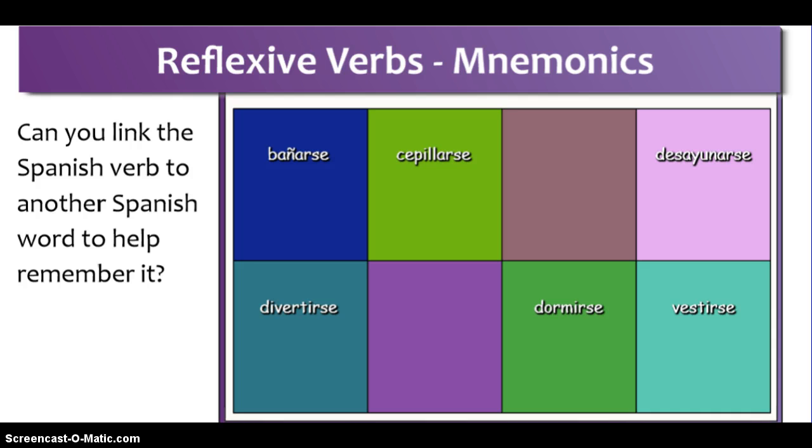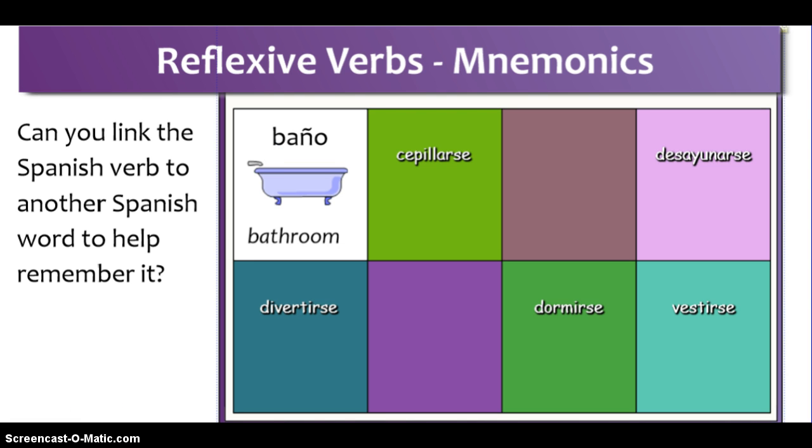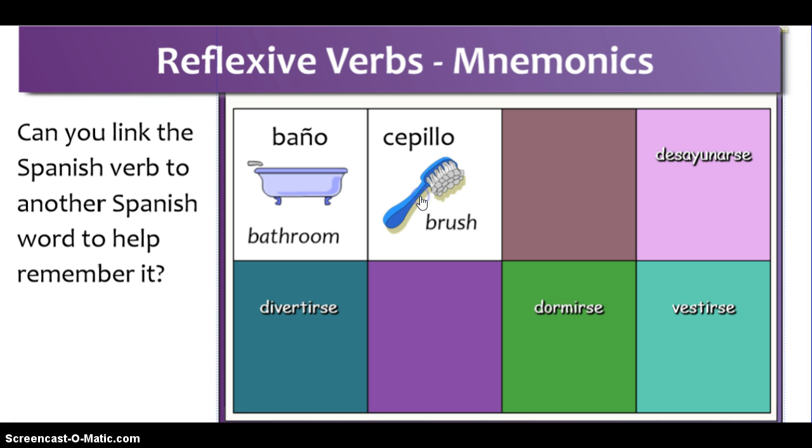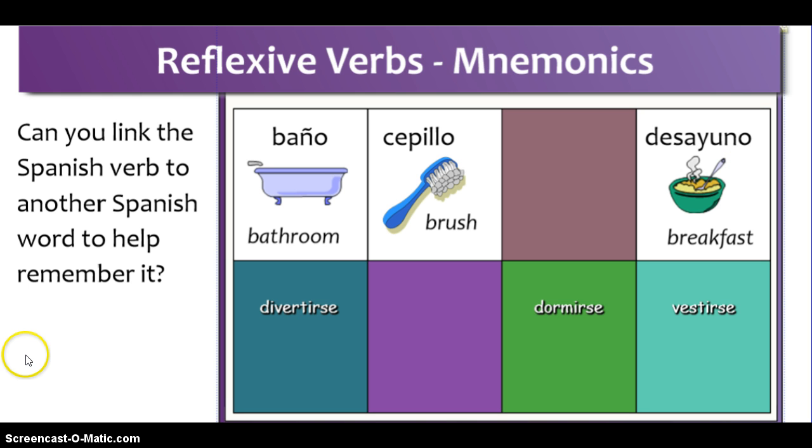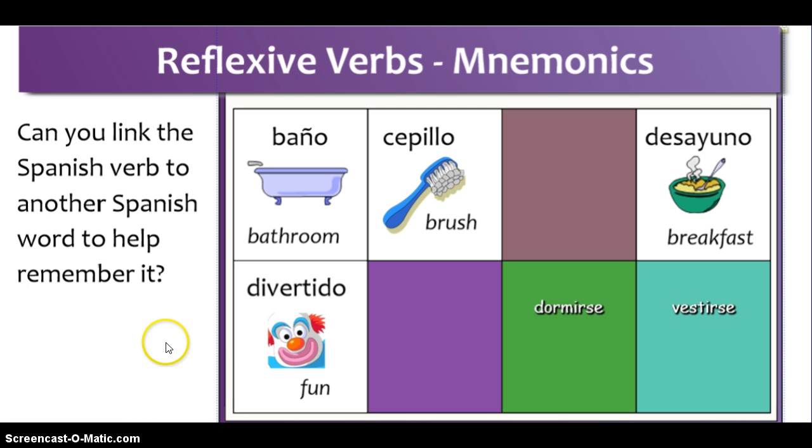Bañarse, to bathe oneself. Where might you do that? Well, you do that in the baño. Cepillarse. If I'm going to brush my hair or my teeth, I'm going to need a cepillo, a brush. Desayunarse, to eat breakfast. Well, you might remember the word for breakfast itself, desayuno. Divertirse. If someone's enjoying themselves, that means they're having fun, or it's divertido.